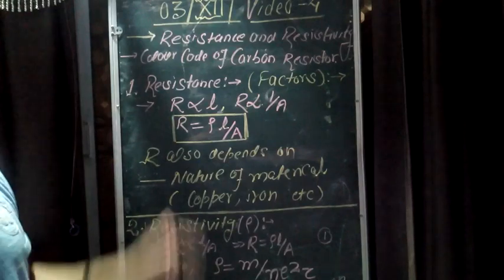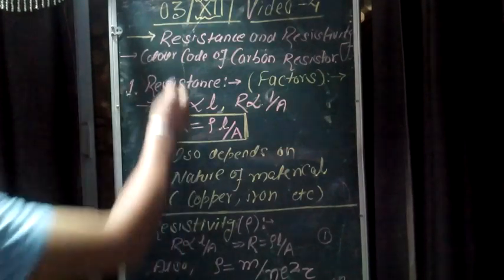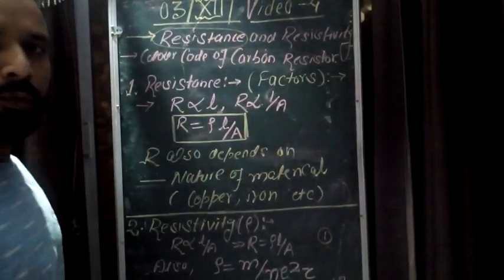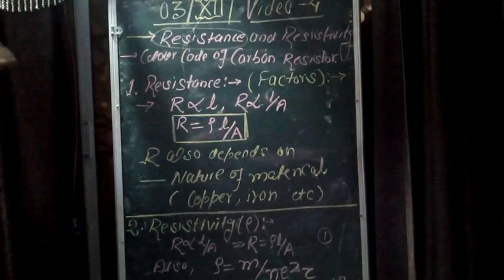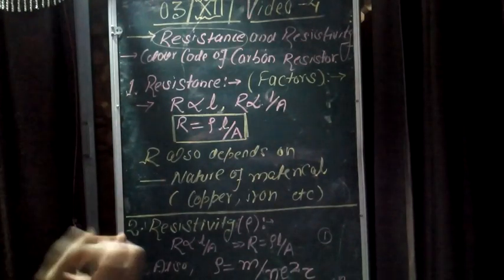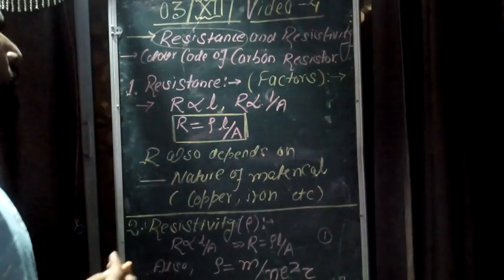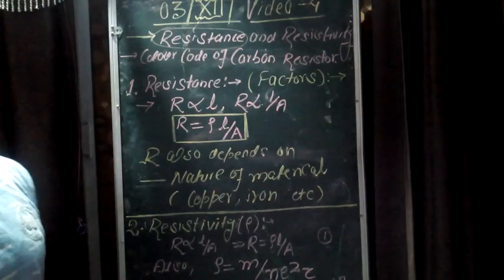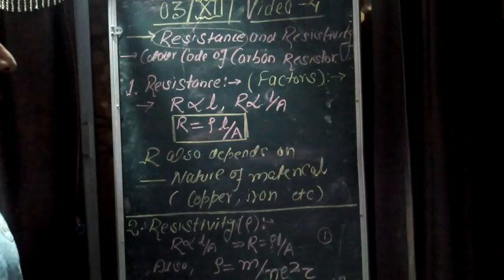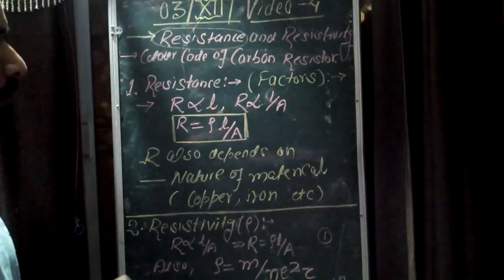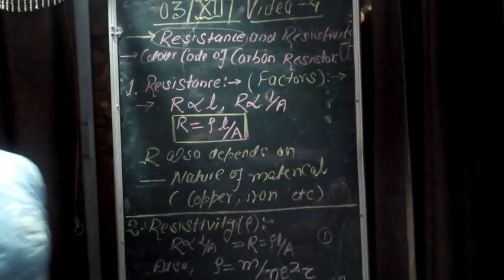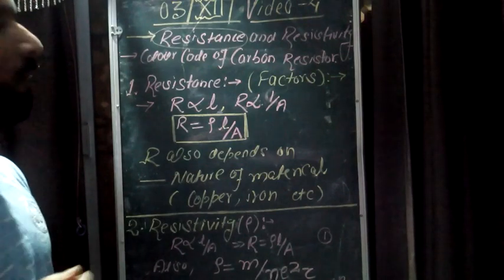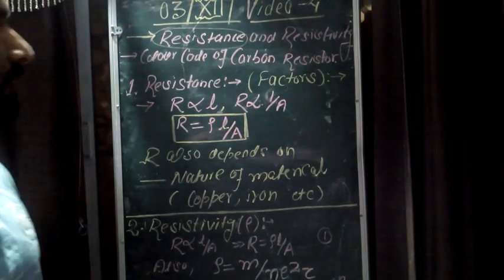Now first of all, we are taking resistance and resistivity. First, let's focus on resistance. What do you mean by resistance? In the beginning of this chapter, we have already discussed Ohm's law. We know that according to Ohm's law, V is directly proportional to I under constant conditions of temperature and other factors.